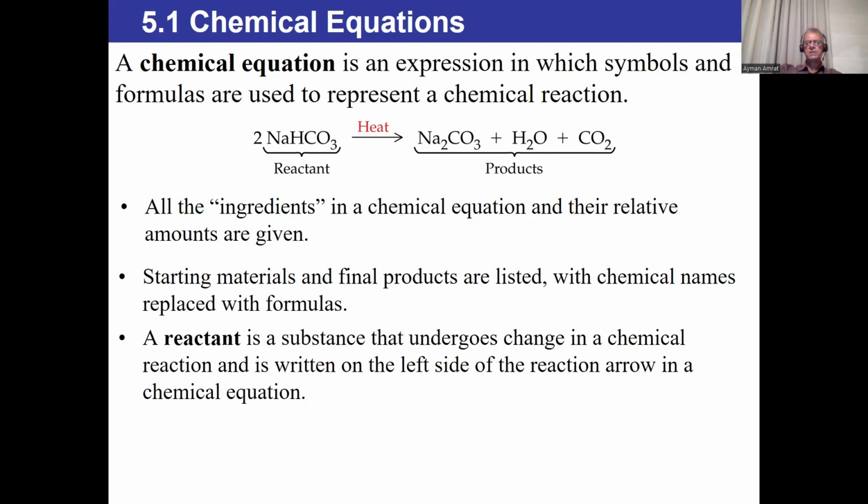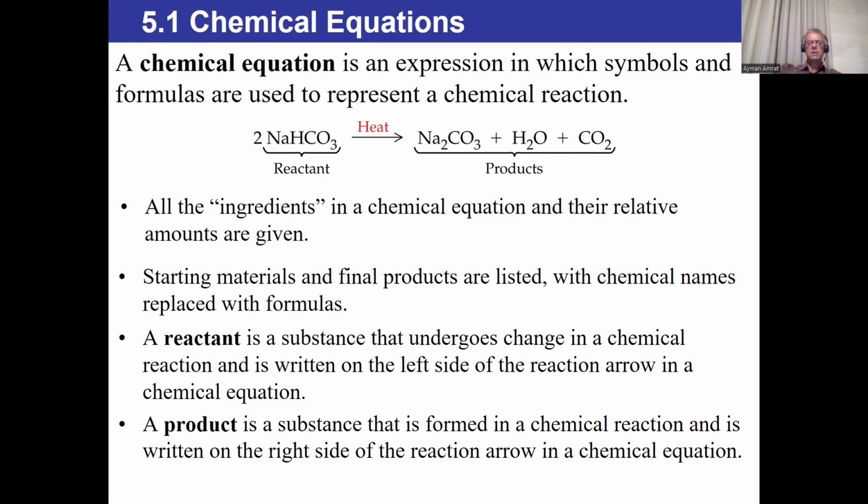A reactant is a substance that undergoes change in a chemical reaction and is written on the left side of the reaction arrow, while a product is a substance that is formed in a chemical reaction and is written on the right side of the reaction arrow. Necessary conditions are written above the arrow, for example, heat or light or sometimes a catalyst. So the chemical equation shows reactants, products, and the conditions necessary.